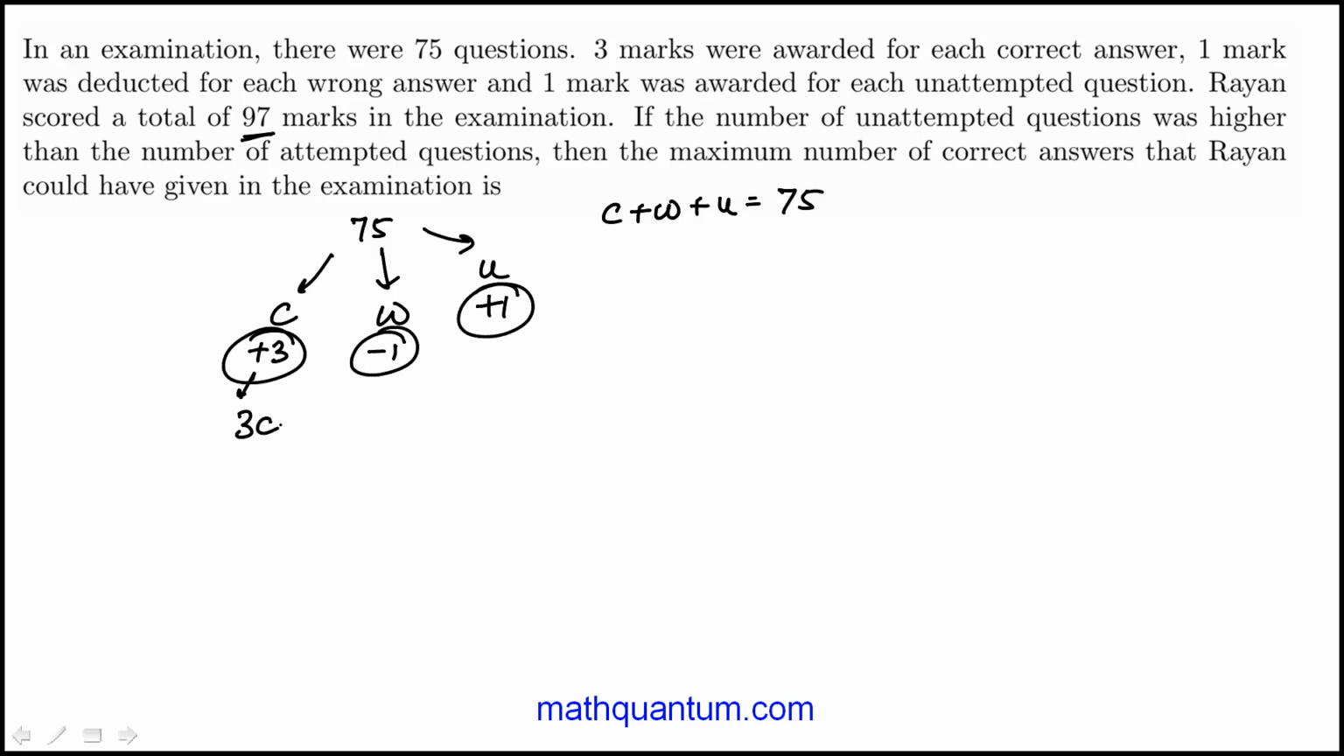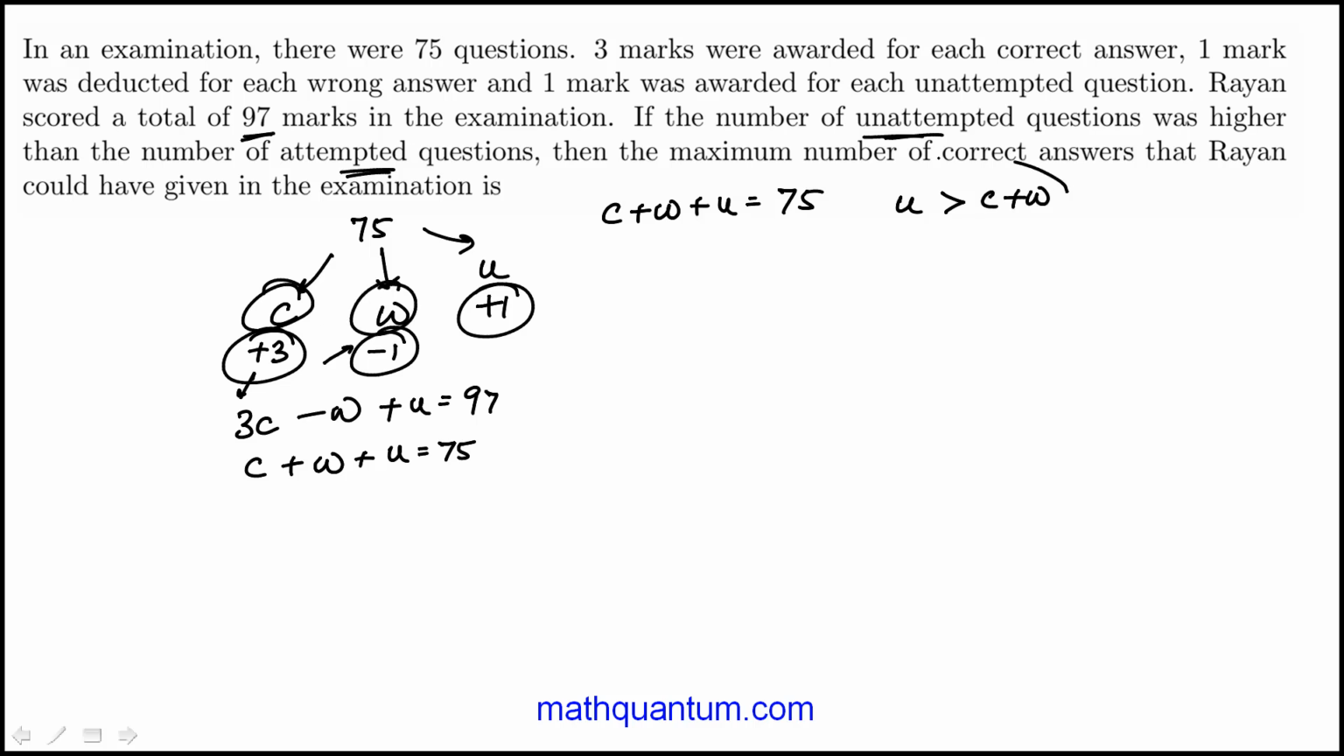So from correct, he gets 3C minus W for the wrong ones plus U, and that's equal to 97. These are my two equations. The other condition is that the number of unattempted questions is higher than the attempted, and the attempted is the correct plus wrong. So that's the inequality. And our focus is on the max number of correct answers. So C is the variable I'm interested in.